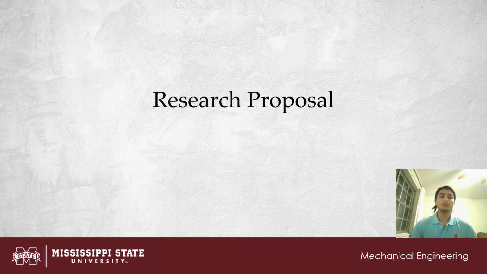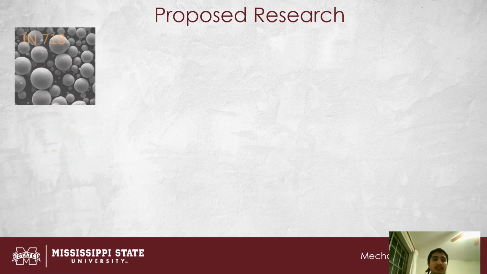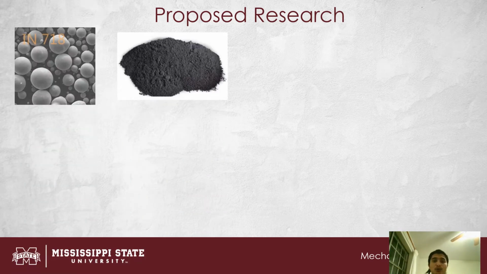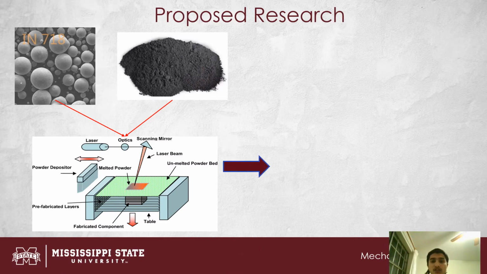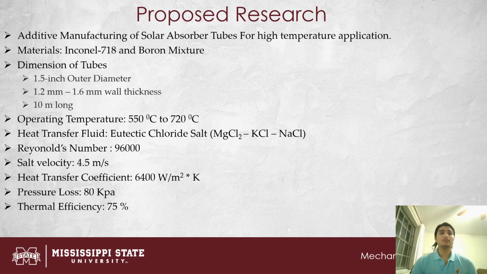So now I'm going over the research proposal. The main proposal of our research was to mix Inconel 718 and boron powder to additively manufacture solar absorber tubes with internal and external fins to create more efficient solar absorber tubes. Here are some of the goals that we wanted to obtain from this research.